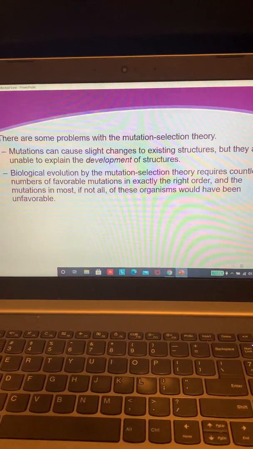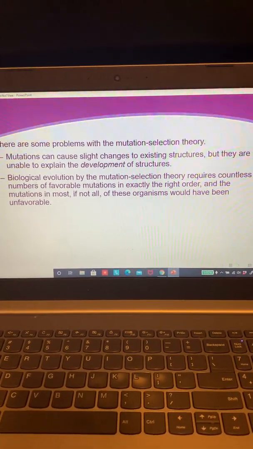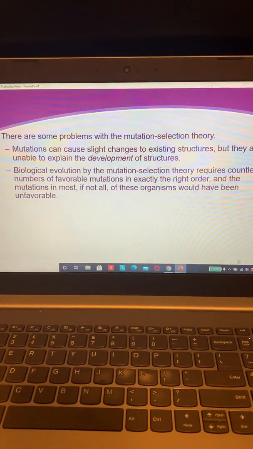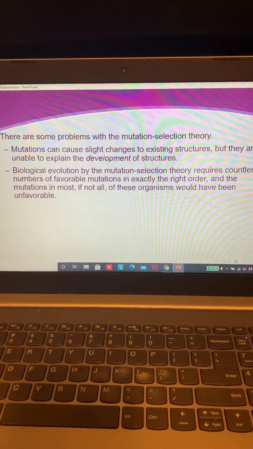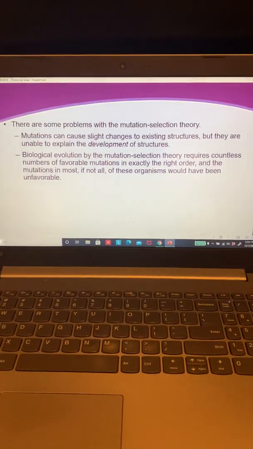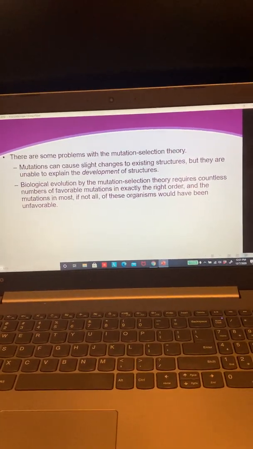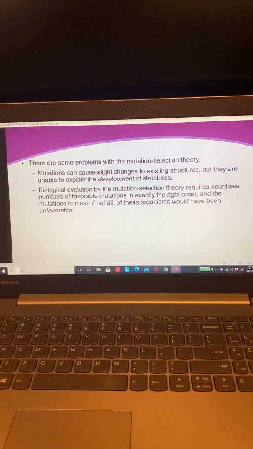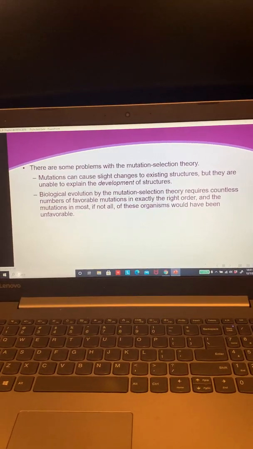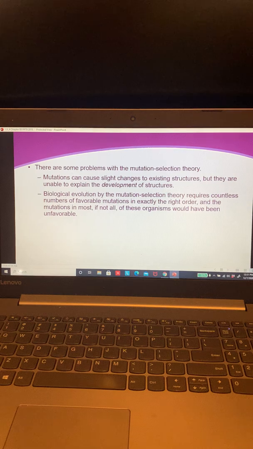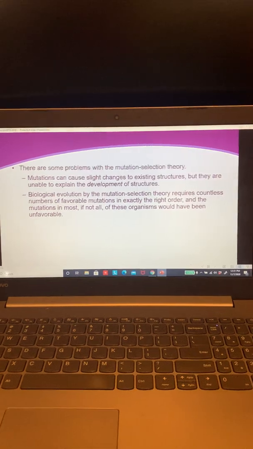Another problem would be that biological evolution by the mutation selection theory requires countless numbers of favorable mutations in exactly the right order, and the mutations in most, if not all of these organisms would have been unfavorable. So what this is saying is that over time you have all of these mutations that happen in an organism which produce this new organism. Well, there would have to be millions of mutations that happen over time, and they were all favorable mutations, meaning they produce a more desirable trait.